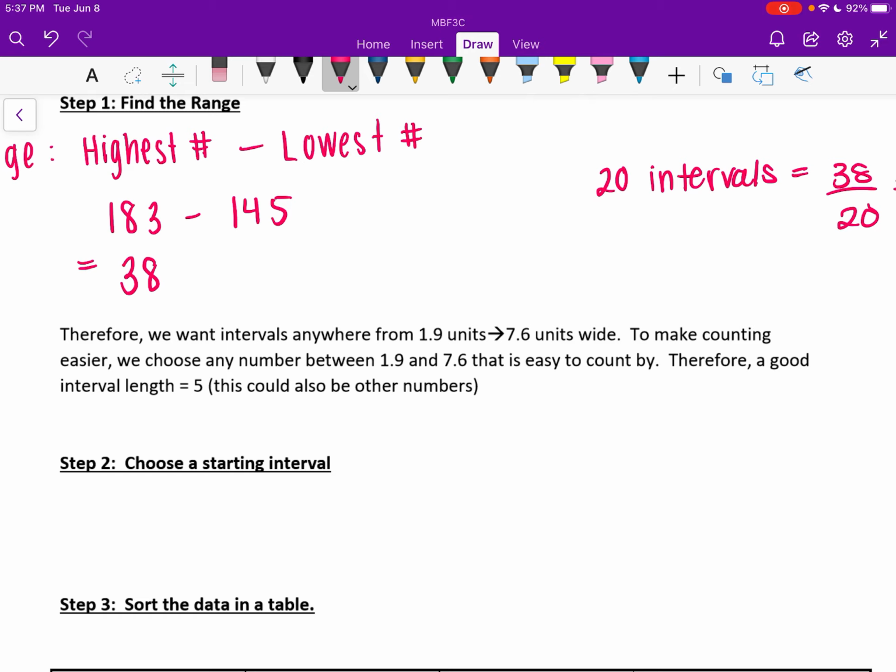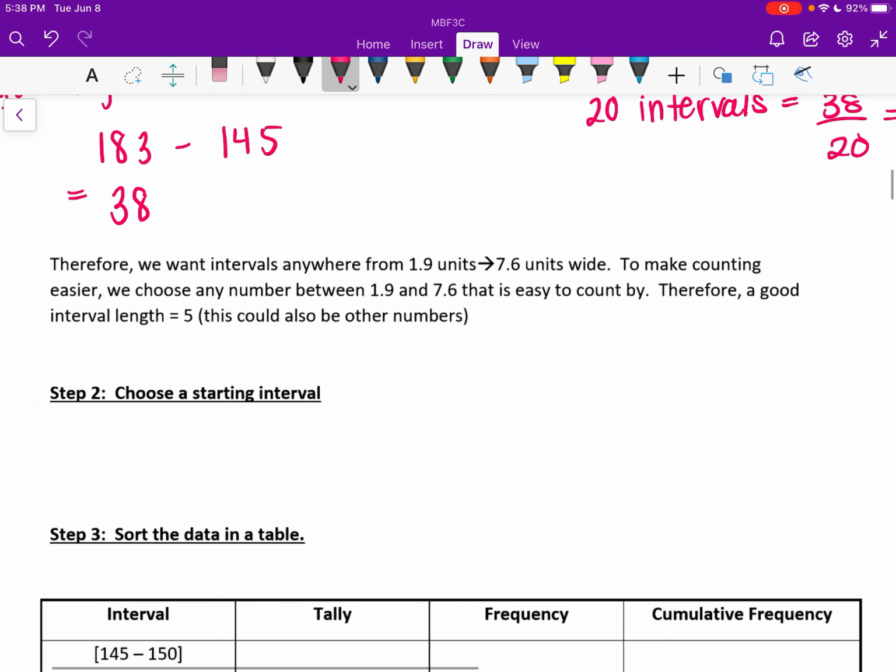Usually I like to just pick a number that's easiest to count. So I like 5. You can do any other number, it could be 6, it could be 4, but I think a good interval length is 5. Let's just go ahead and count from there. So let's count from 5. Let's choose a starting interval.